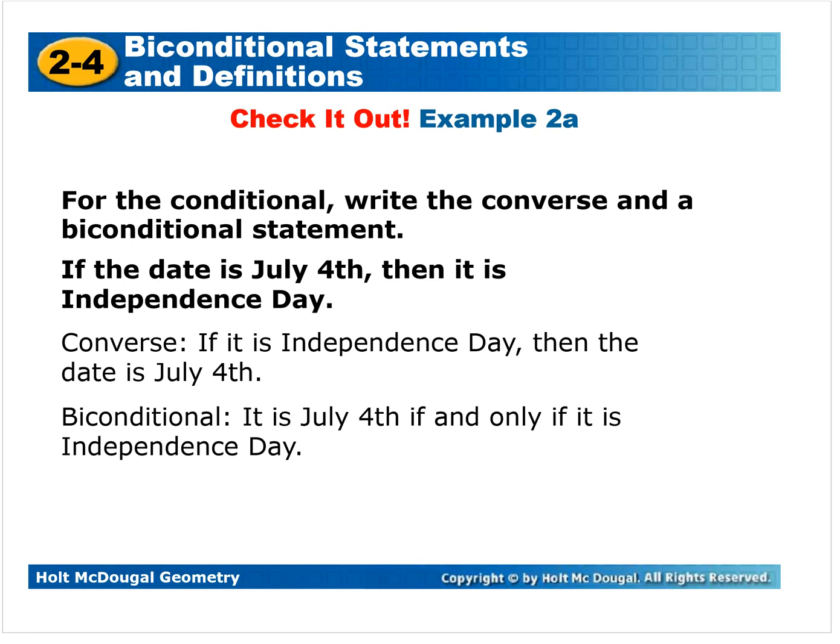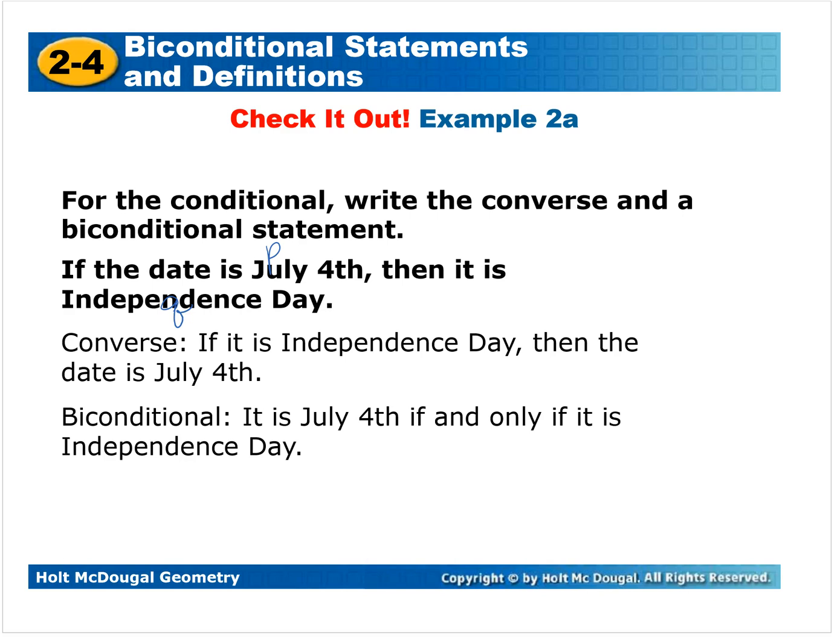Okay, this one. This time we had the conditional. They want us to write the converse and the biconditional. So if the date is July 4th, P, then it is Independence Day. That's my Q. So the converse would be flipping it, okay? So if it is Independence Day, then the date is July 4th.